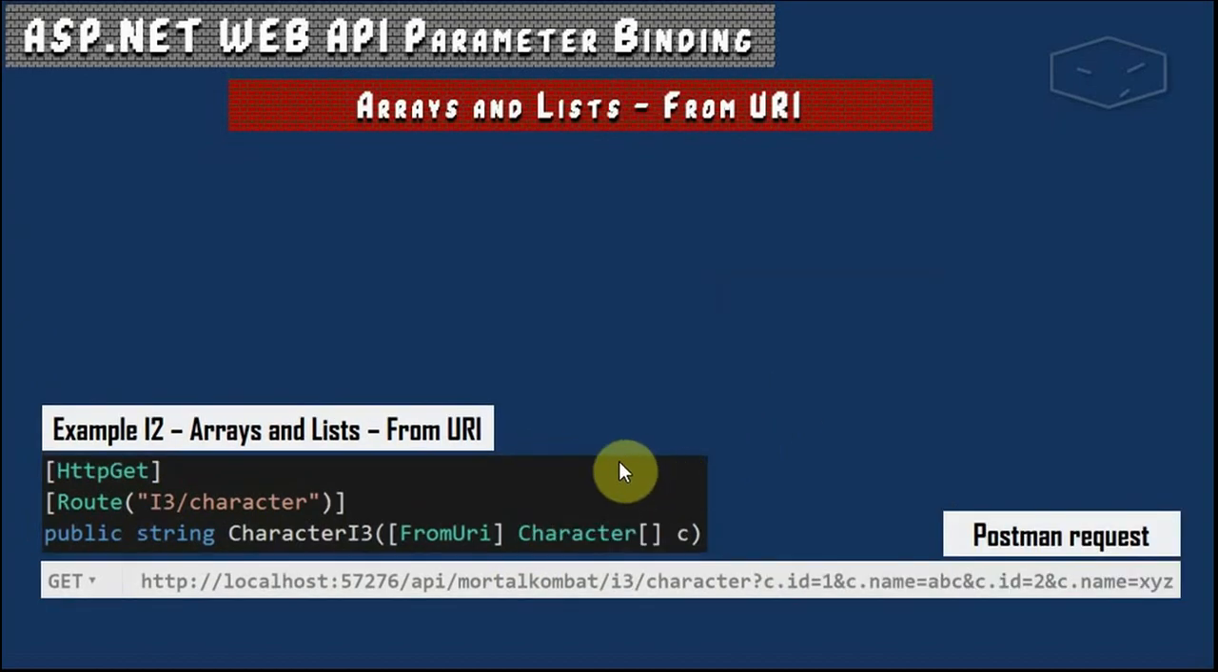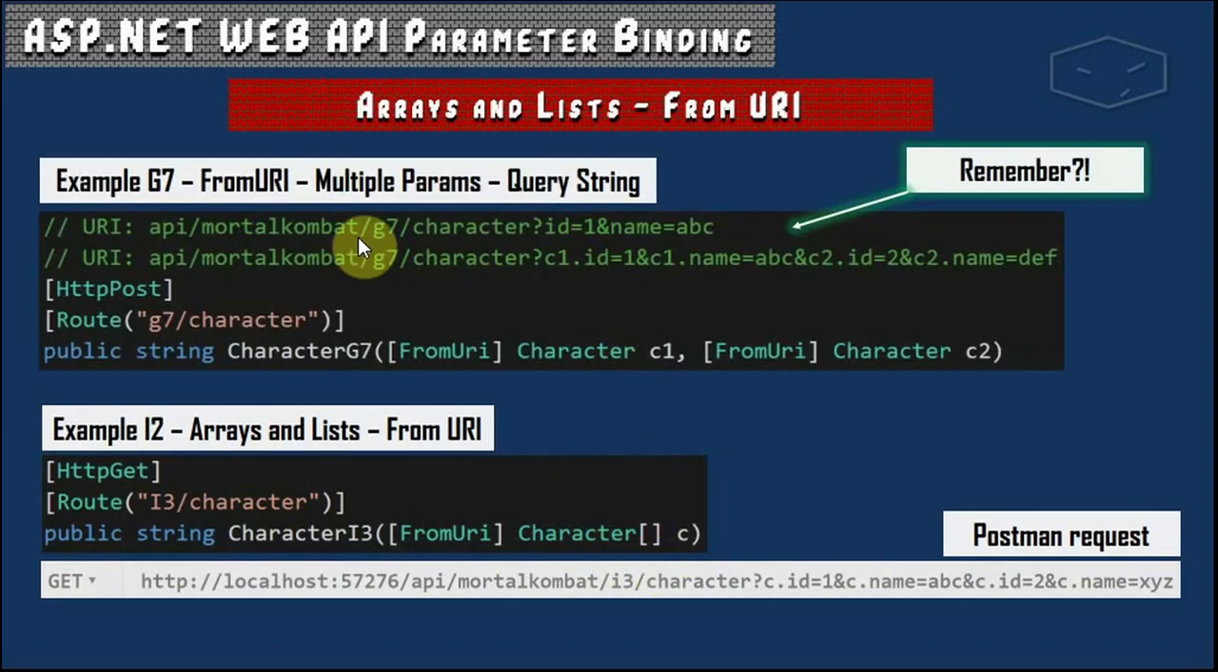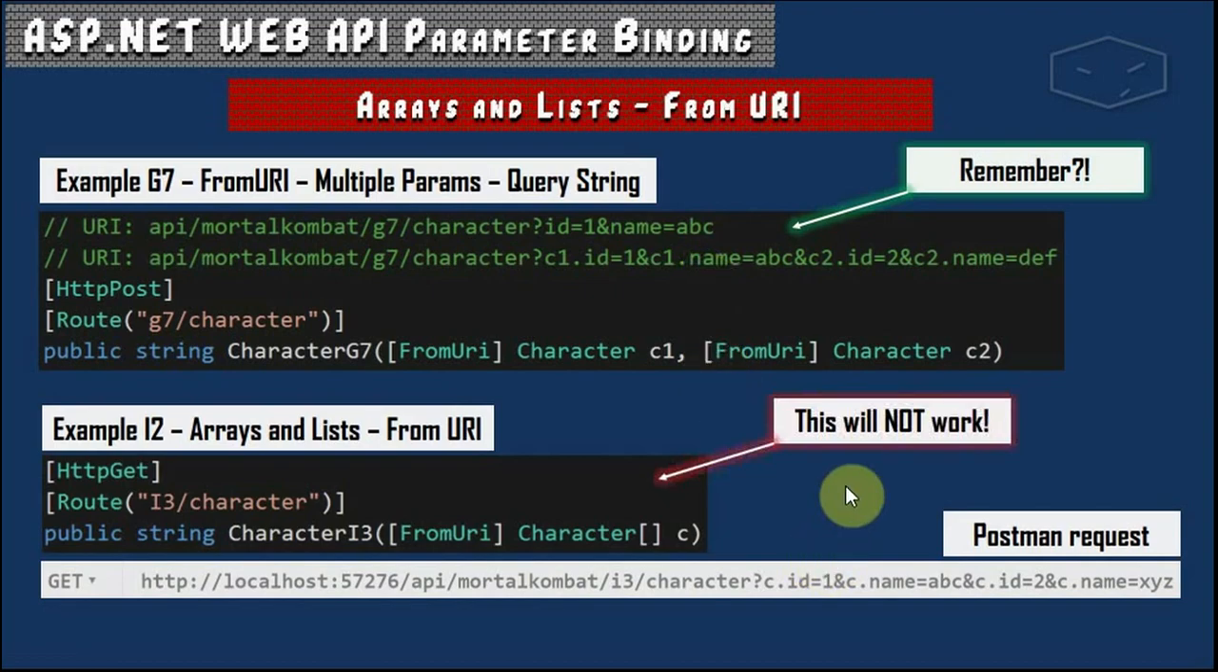If we try to do the same thing but with a character array, and remember that in example G7 from URI multiple parameters, we add something like c1.id equals 1 and c1.name equals abc and so forth. In this case this will not work. The web API doesn't know how to handle these kind of things in this situation, okay?